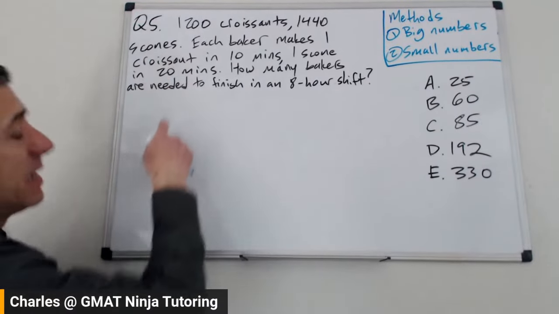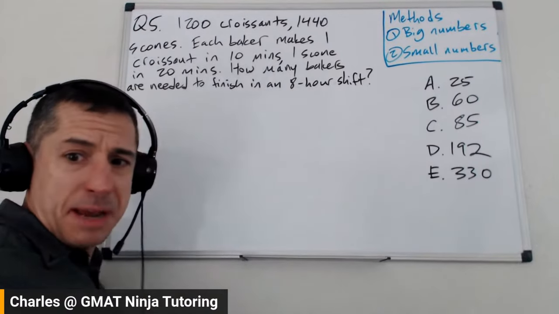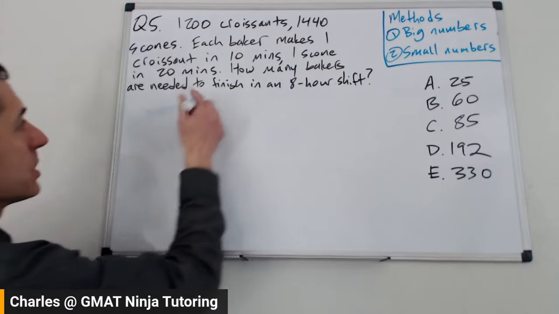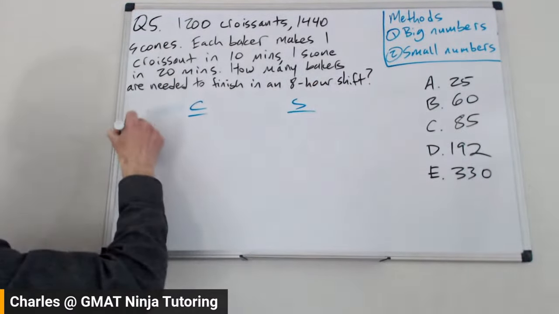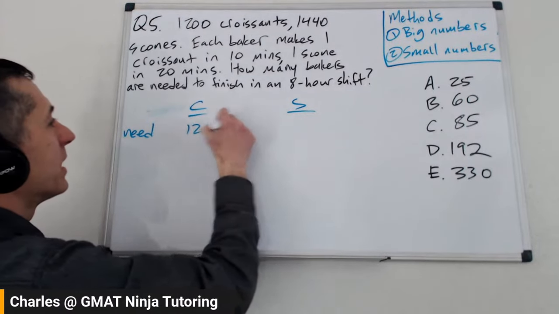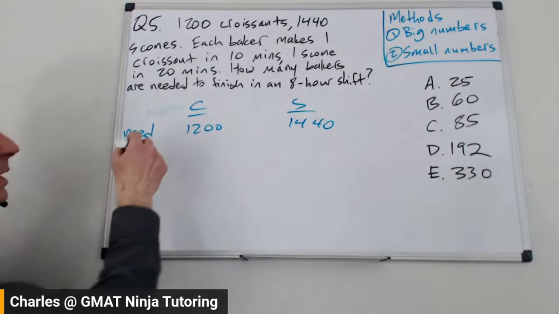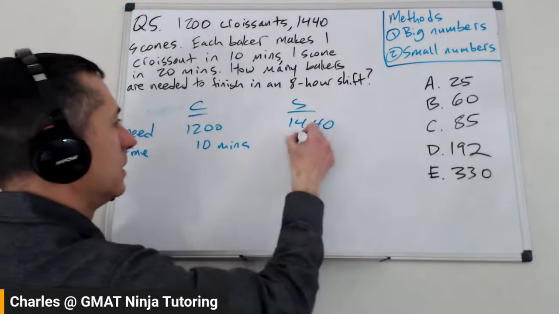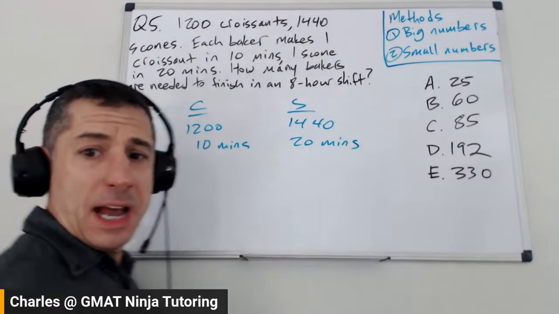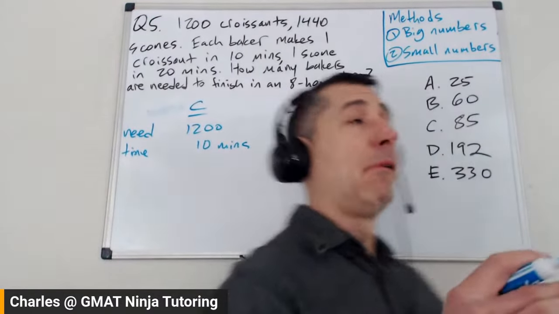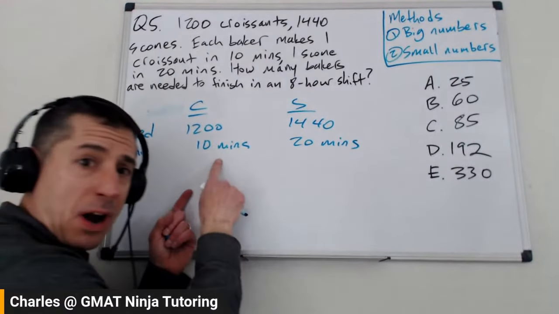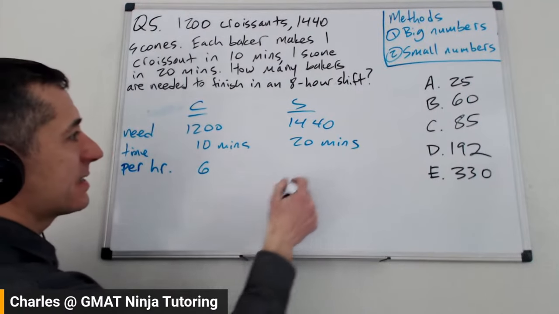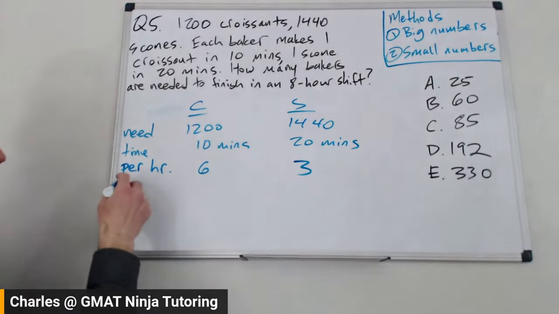Now I'm thinking maybe I organize my information a little bit here, make a little chart, something like that. So I've got my croissants here. Give myself a little more space. Croissants here, scones here. How many do I need? I need 1,200 here. I need 1,440 here. How much time does it take? Well, these are 10 minutes each. These are 20 minutes each. And now I'm thinking, well, how many can I do in an hour? So if I'm the baker, I'm going, all right, I can do six of these in an hour, right? Per hour, six per hour here, we can do three. So how many hours do we need?